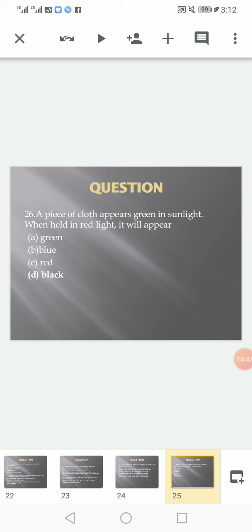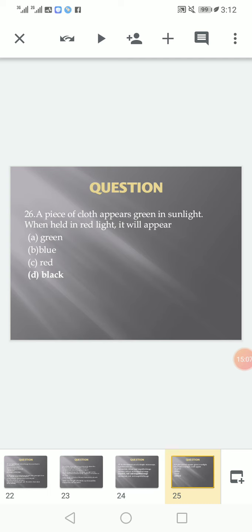A piece of cloth appears green in sunlight. When held in red light, it appears what? It will appear black. A piece of cloth appears green in sunlight. When held in red light, it will appear black. In our Zoom class, we'll be discussing dispersion of light, and I will throw more light on why black is the answer.